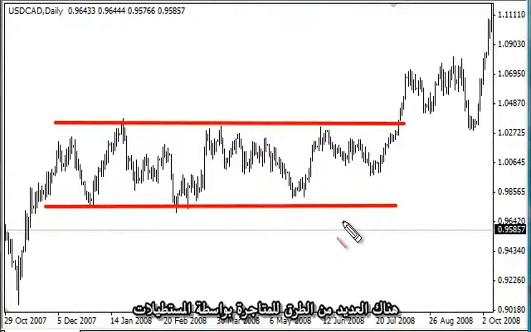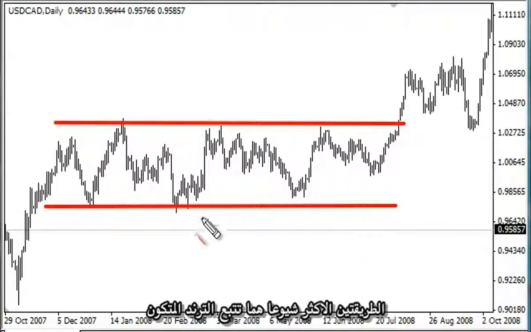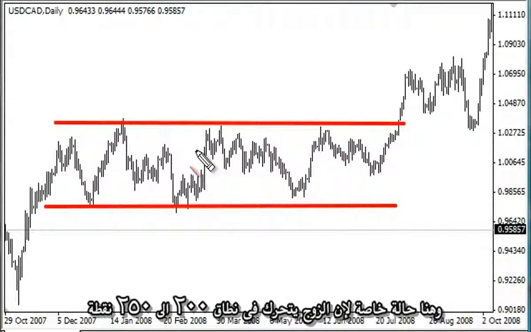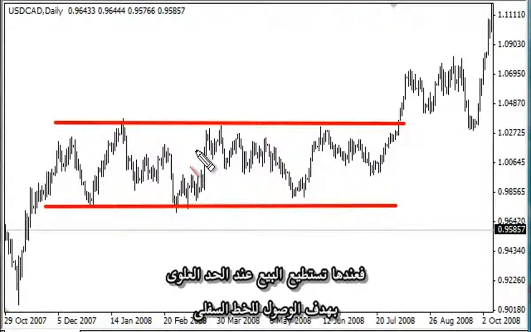There are several different ways to trade a rectangle, and the two most common are to use it to range trade, and in this particular case there would have been about 200 to 250 pips that could have been aimed for every time that you reach the top or the bottom.